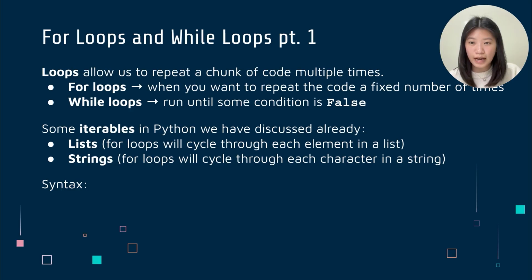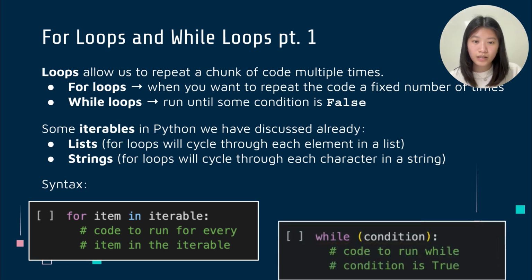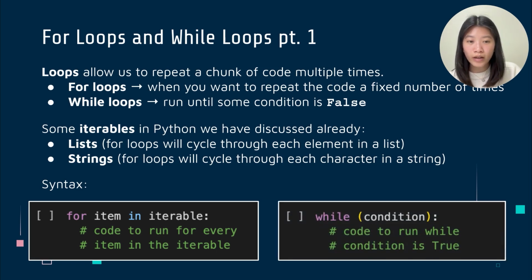So let's go over the syntax. For a for loop, we'll type for, and then a variable name for the item, and then the keyword in, and then the iterable and a colon sign. And then the indented code below the for loop statement is going to be the code to run for every item in the iterable. For a while loop, we're going to have while, and then a condition, and then a colon sign, and then the indented code below the while statement is going to be the code to run while the condition is true.